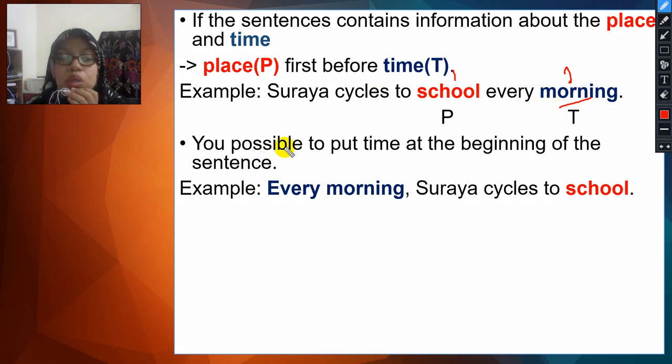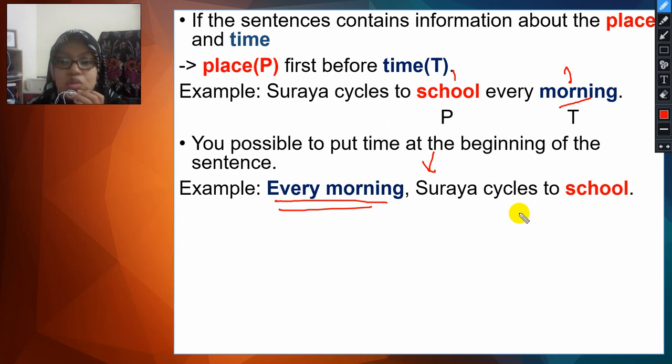Okay, selain ni awak pun boleh buat juga, put the time at the beginning of sentence. Awak boleh letak dekat depan sekali. Apa yang awak tak boleh nak letak kat tengah. Belakang boleh, depan boleh, tengah-tengah tak boleh. Okay, so every morning Suraya cycles to school.